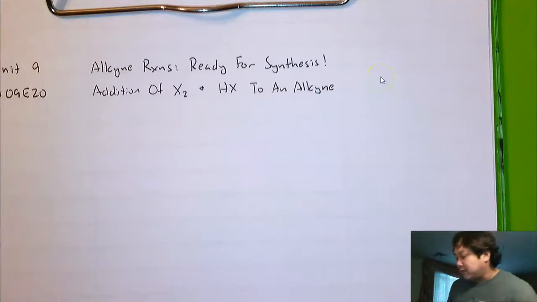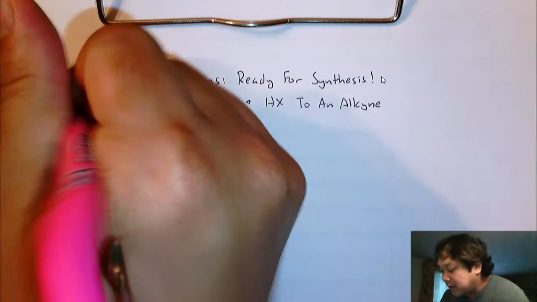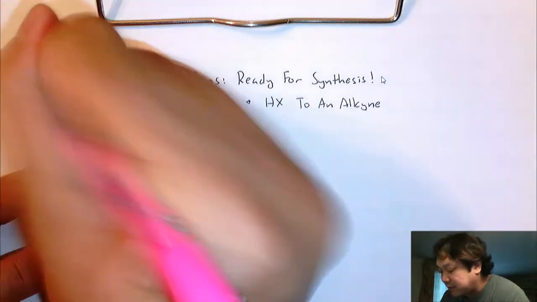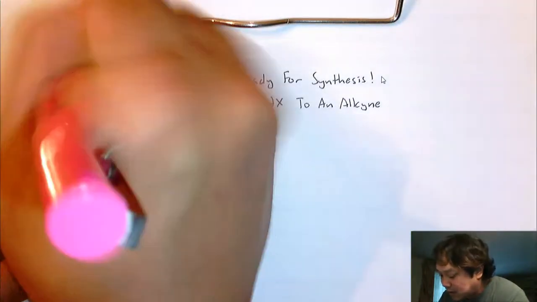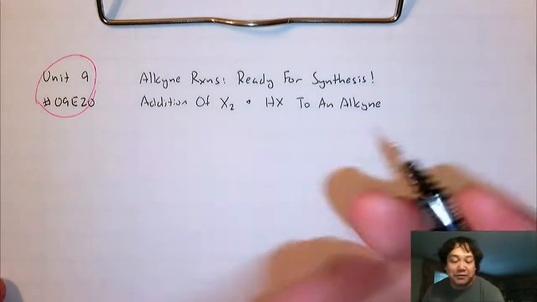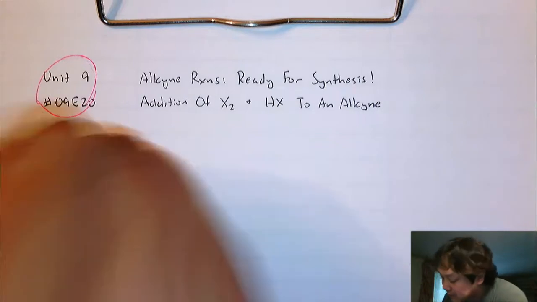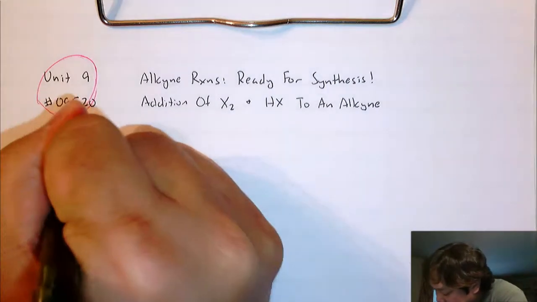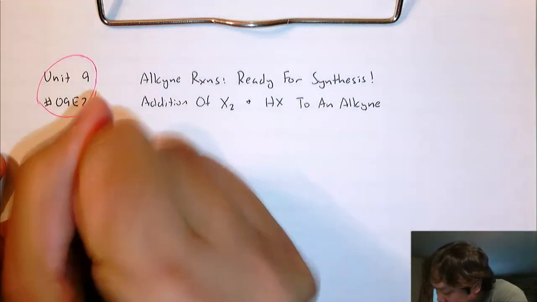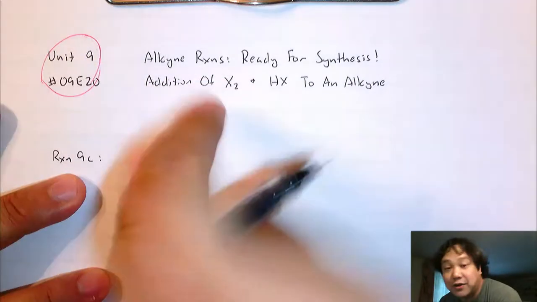And the first reaction is addition of X2. Now, X2 is just an abbreviation for any dihalide. It could be Br2 or it could be Cl2. Those are the two main ones to use. Reaction 9C, addition of X2.